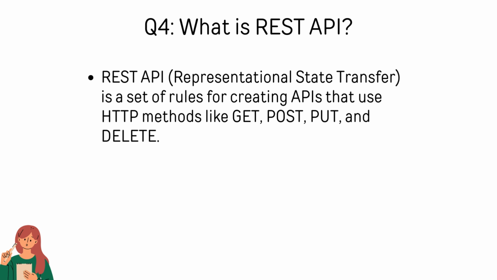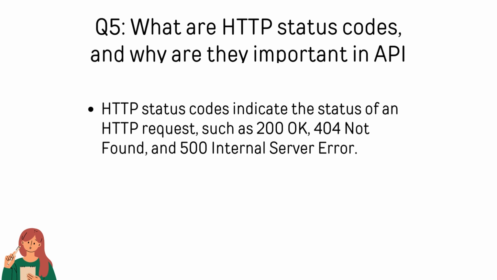Question 4. What is REST API? REST API, meaning representational state transfer, is a set of rules for creating APIs that use HTTP methods like GET, POST, PUT, and DELETE. Question 5. What are HTTP status codes and why are they important in API testing? HTTP status codes indicate the status of an HTTP request, such as 200 means OK, 404 means not found, and 500 means internal server error.